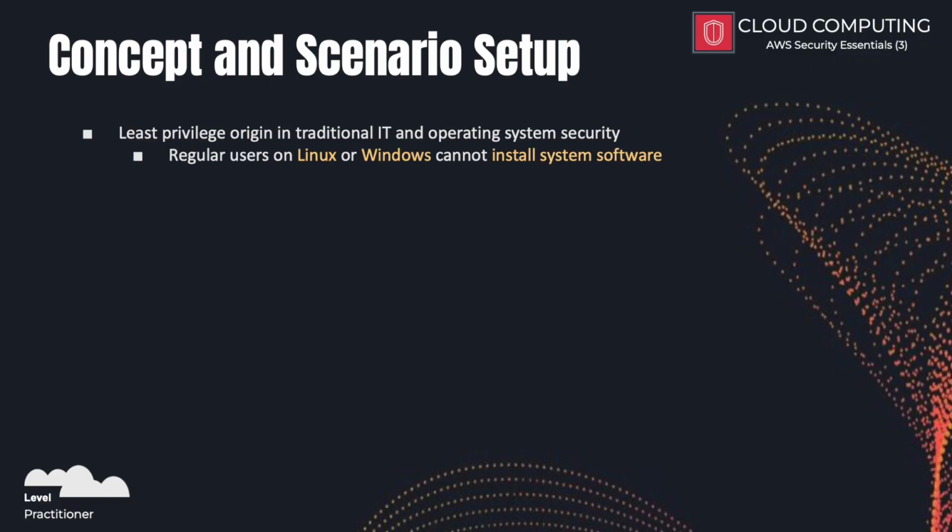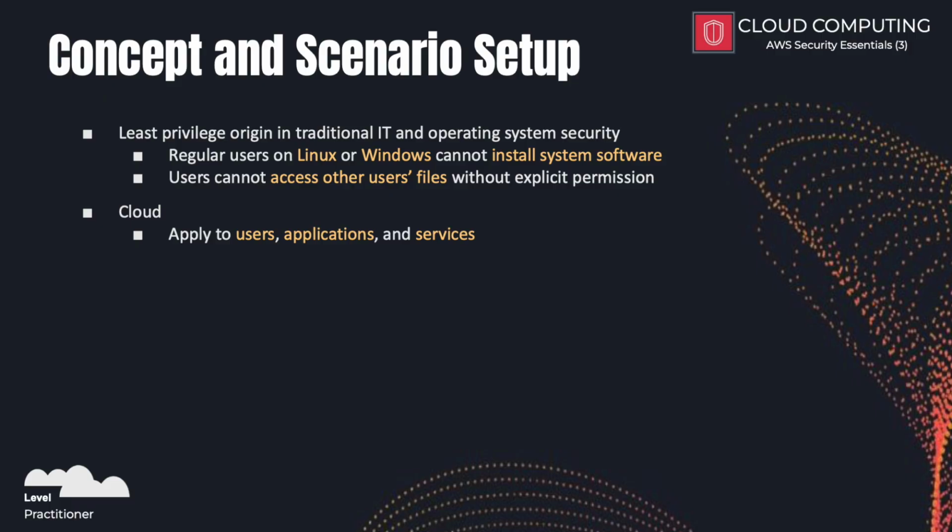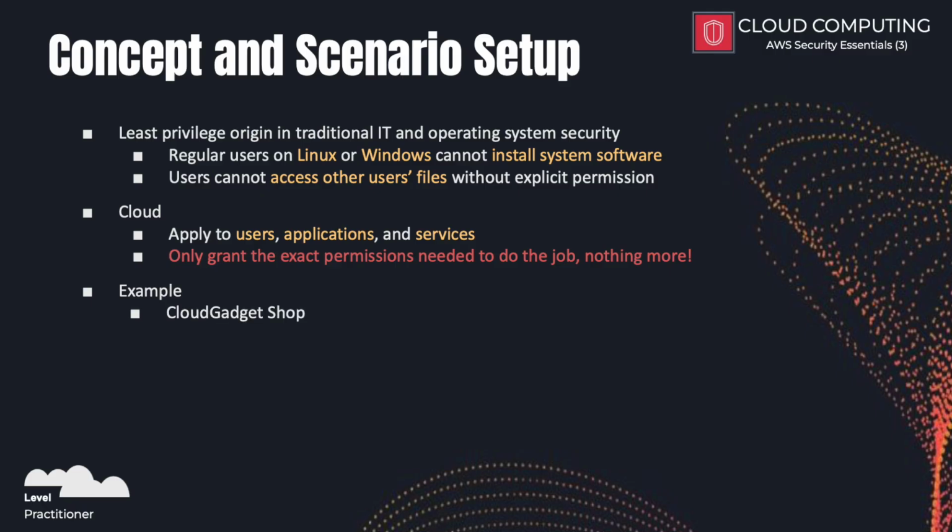On Linux or Windows, regular users can't install system software or access other users' files, unless they're explicitly allowed to. In the cloud, we apply the same idea to every user, application, and service. The principle of least privilege means only give people and systems the permissions they absolutely need to do their jobs, and nothing more.